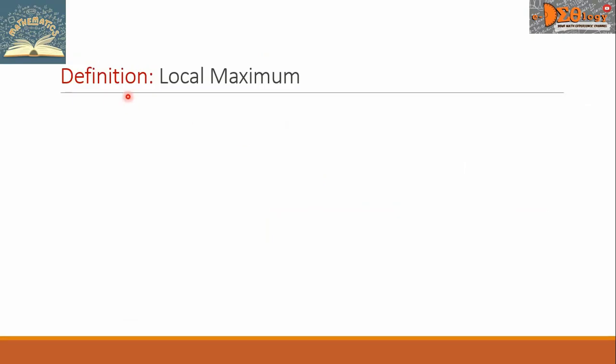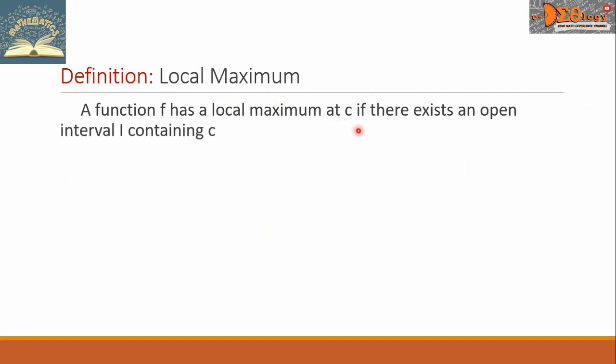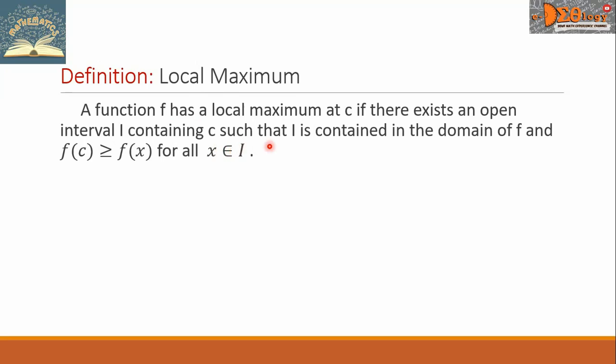Let us define some terms. Let's begin with local maximum. A function f has a local maximum at the point C if there exists an open interval I containing C, such that I is contained in the domain of f and f of C is greater than or equal to f of x for all x an element of I.